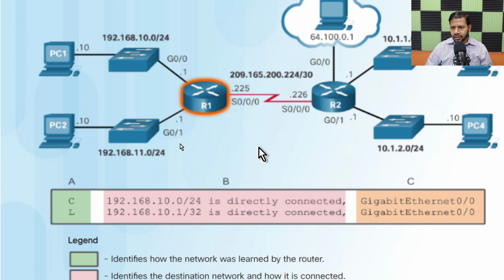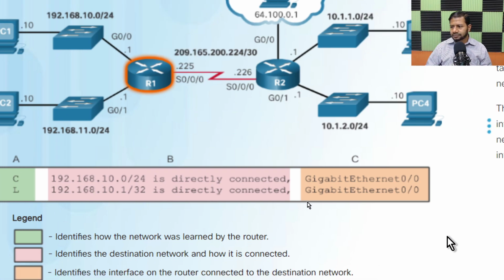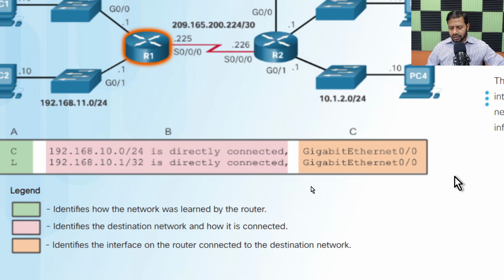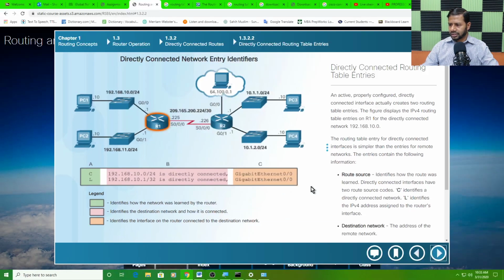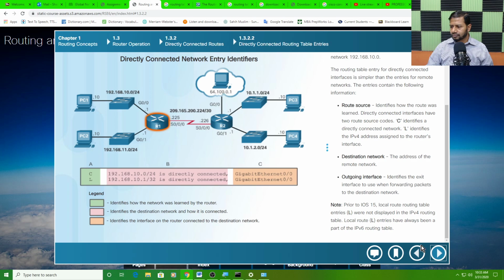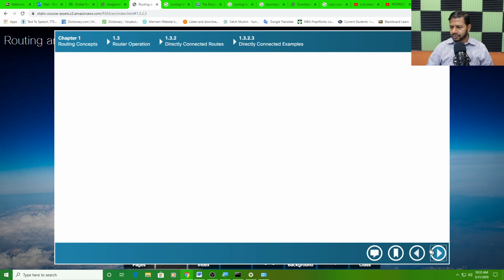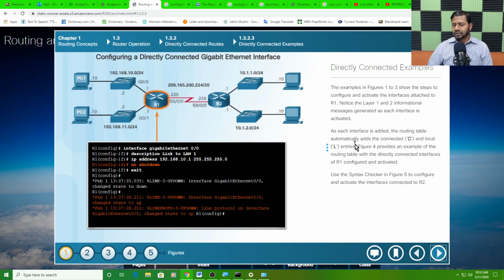See, and this gigabit 0/0, its IP address is what? It's .1. So here's the .1. That's its IP address. That's the local interface. That's it. Simple as that. That's a very simple entry in the routing table. That's not a remote network. Okay, directly connected examples. We move on to that.